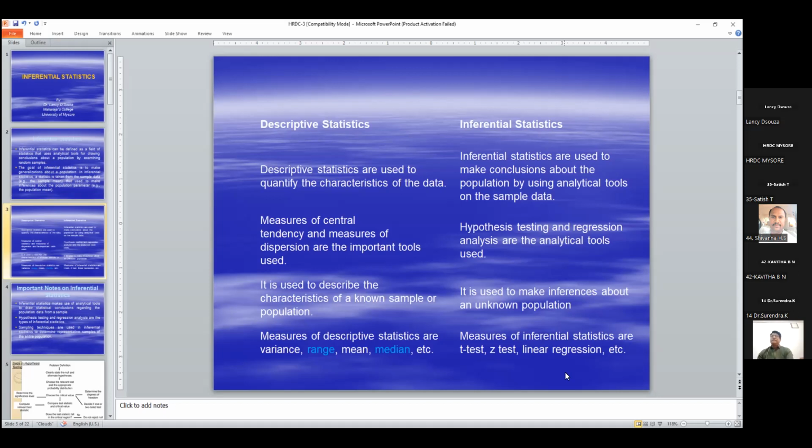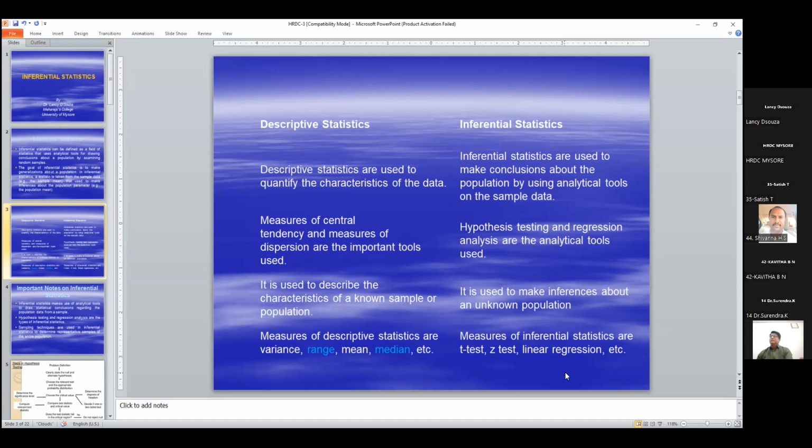That's the idea. Then coming back to descriptive statistics, as I said yesterday, it tries to describe the characteristics of a known sample or a population which you have selected for your study. But in inferential statistics, we try to draw inferences about an unknown population because you have taken a small sample and then you proceed. So that's the idea of drawing inferences. Some of the measures of descriptive statistics are mean, median, mode, variance, which we discussed yesterday. Whereas measures of inferential statistics are basically t-test, z-test, regression, f-test.